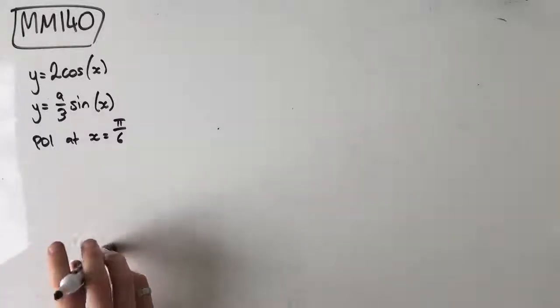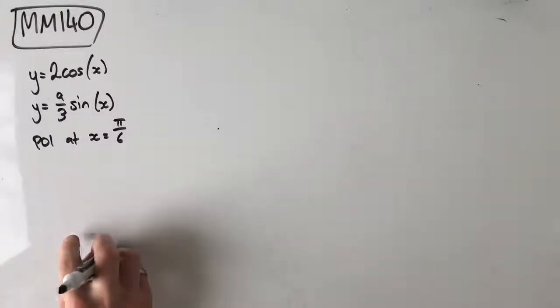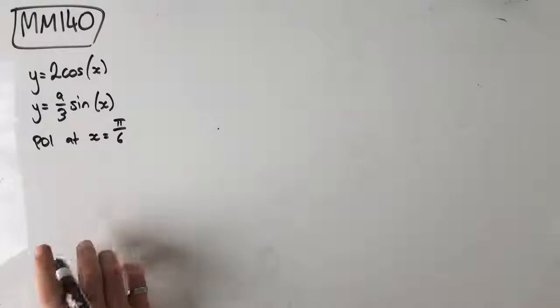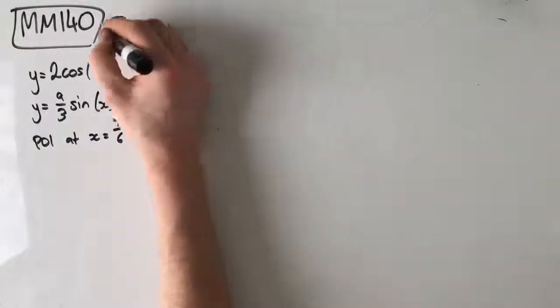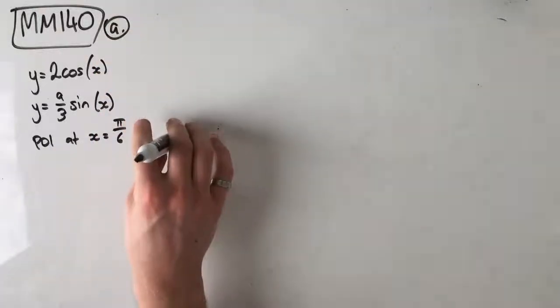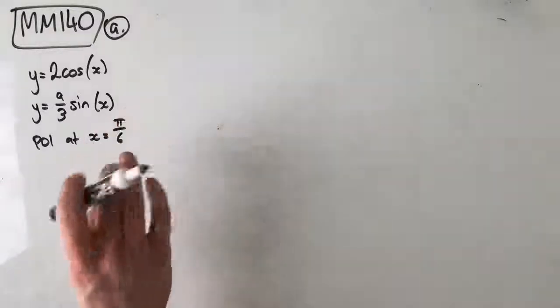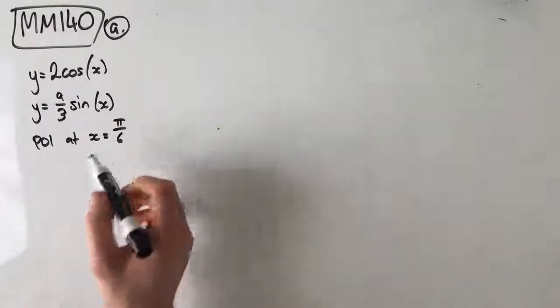Hey guys, this is question MM140 of the Maths Methods Fortify study guide. We've got this part A, a question that says the graphs of y equals 2 cos x and y equals a over 3 sin x have a point of intersection at x equals pi on 6. Find the value of a.